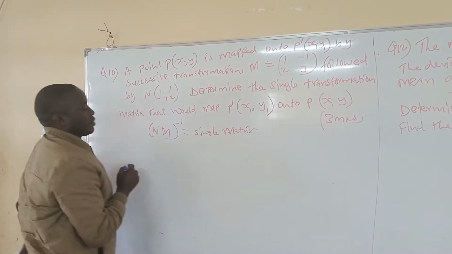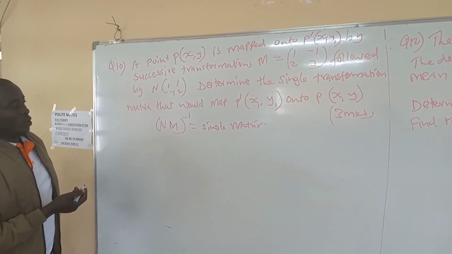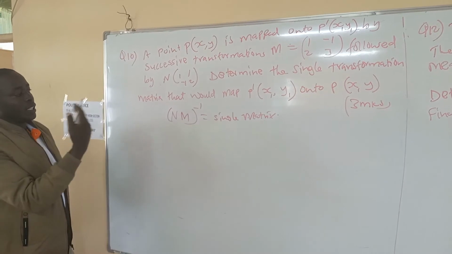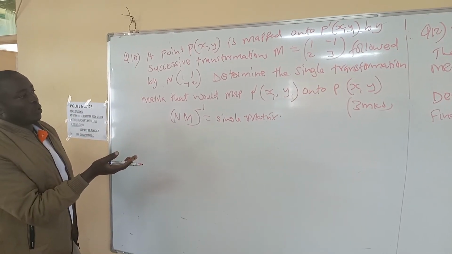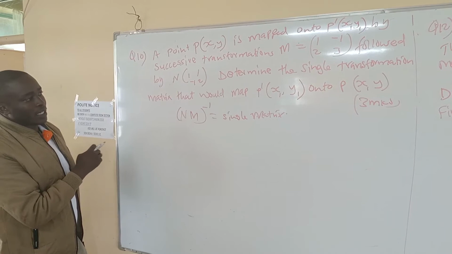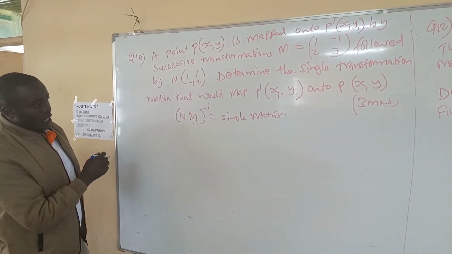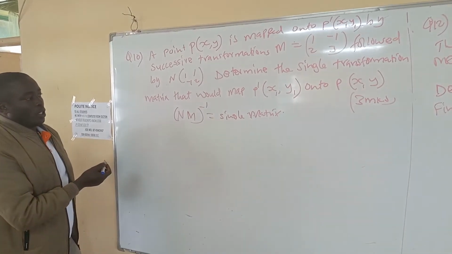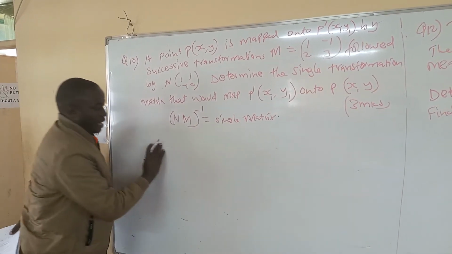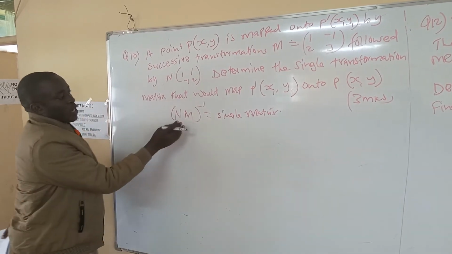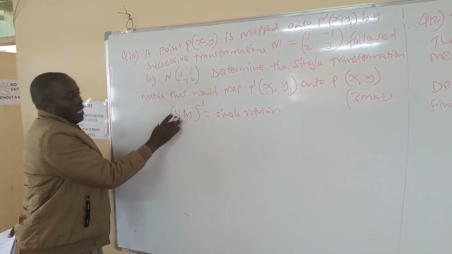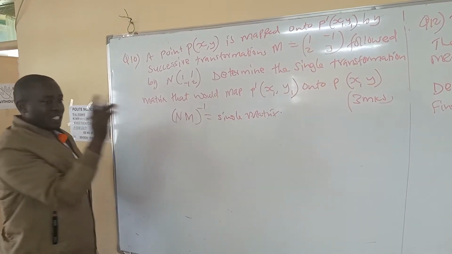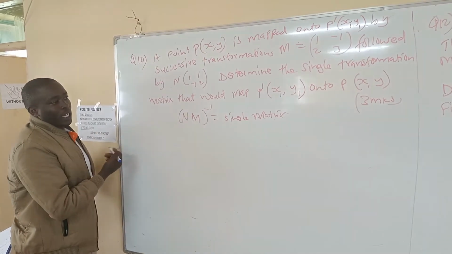In simple terms, you calculate a matrix and its inverse. It turns the image into the original object. The inverse of a matrix takes the image back to the original object. So you can do it this way, or you find the inverse of N, then the inverse of M, and multiply the two to get a single matrix. Whichever route you take, you get the same answer.